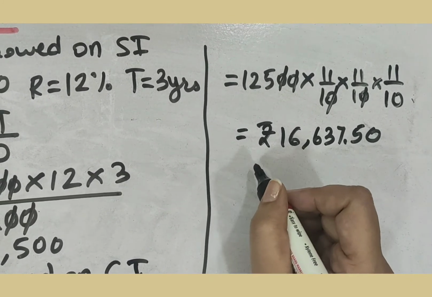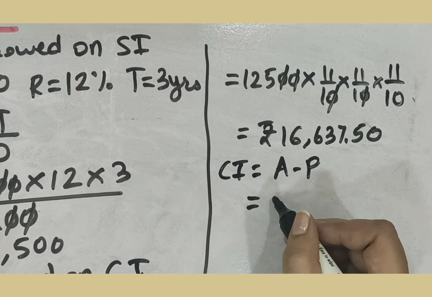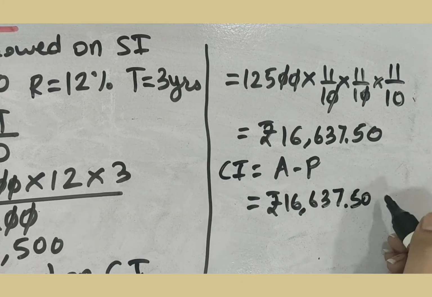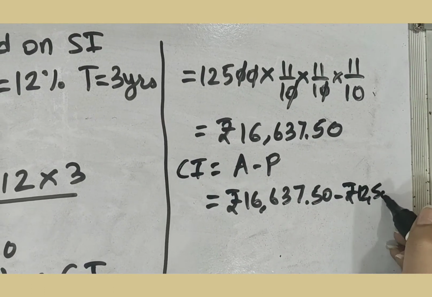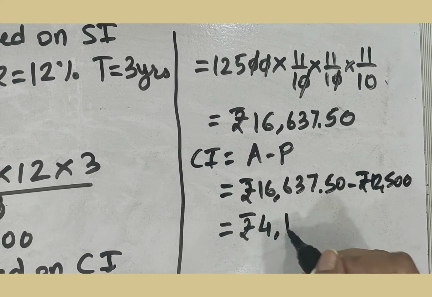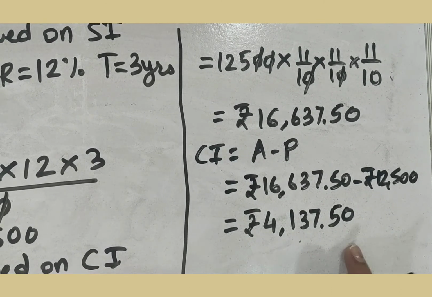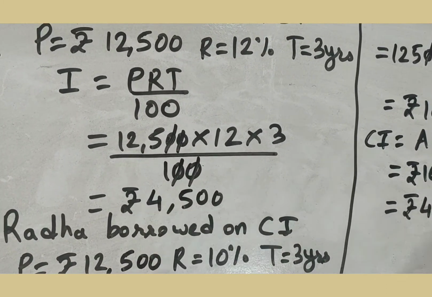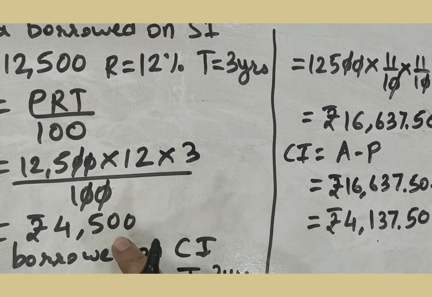But we have to find the interest. So my compound interest will be equal to A minus P. That will be equal to rupees 16,637.50 minus rupees 12,500. So if I subtract, I will get rupees 4,137.50. So this much interest Radha has paid and 4,500 Fabina has paid. So if you compare both the interest, you can see that Fabina has paid more.